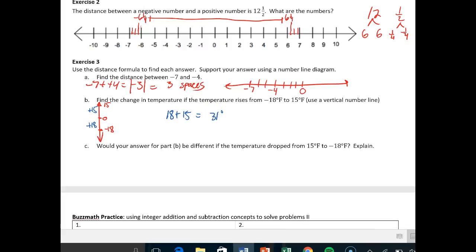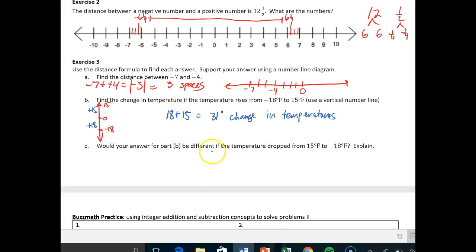The temperature is not 33 degrees. There's a 33 degree change in temperature. It's still cold outside. It's still 15 degrees, but it's risen 33 degrees from negative 18 degrees.